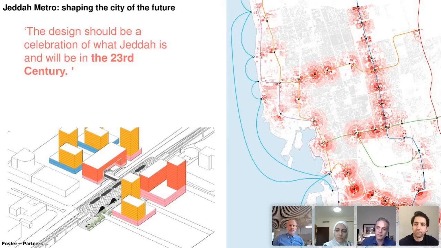So here's an example of a project we did recently in Jeddah for an integrated transportation system, which takes in metro stations, bus stops, water taxis. Part of the work we did was not only to design the station and the network, but actually to start thinking about what sort of development would come around those stations once you've added in that connectivity.